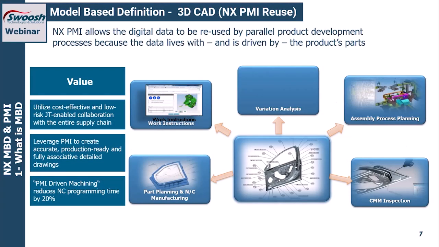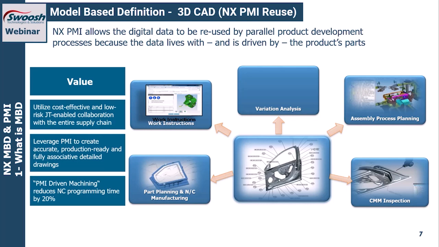Now getting into model-based definition, NX PMI allows the digital data to be reused by parallel product development processes because the data lives and is driven by the product's parts. So essentially what we're talking about here is when you embed this information on the part, all this digital data is reading the physical geometry on that part. So what is the value in this? We can utilize this cost-effective and low-risk JT-enabled collaboration with the entire supply chain. And we'll talk about JT-enabled files when we get to a little bit later in the session here. We'll take a look at that.